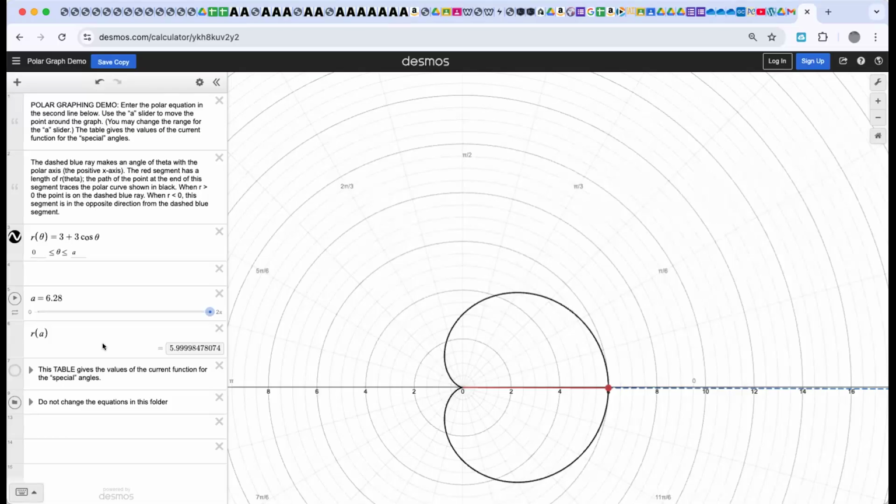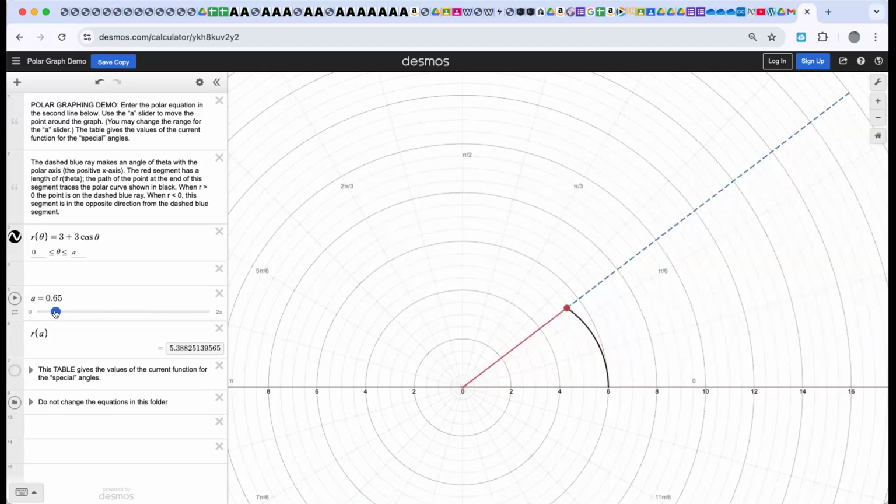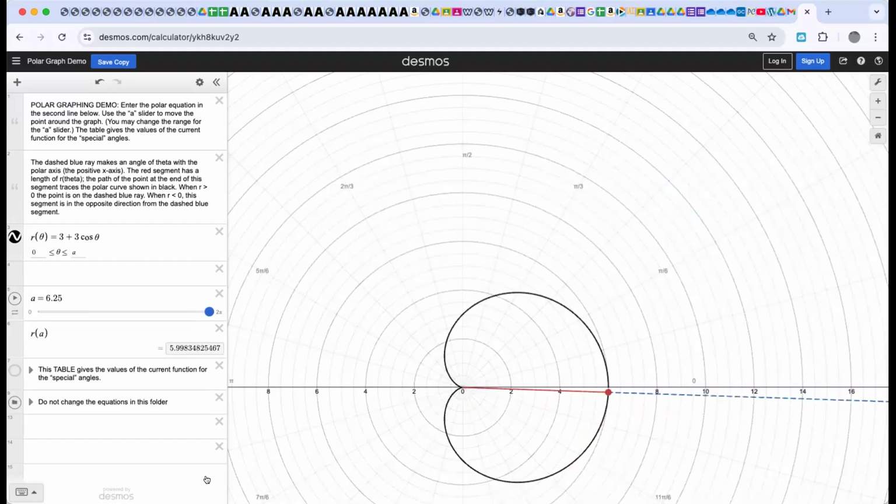Any questions here? How does that work? Similarly, 3 plus 3 cos theta. Here it comes back, and then you see the graph gets completed there. So what is the cycle for these graphs? You didn't get it, Vibha? Is it 2 pi? Yes, 2 pi.